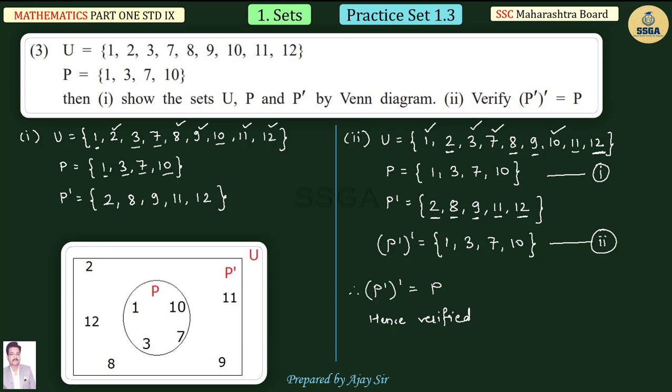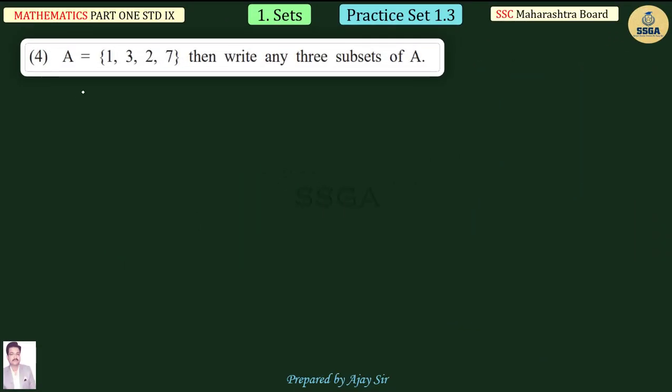Now let us start question number 4. Set A is a set of 1, 3, 2, 7. Then write any 3 subsets. Subset means it is a part of that set. Here 4 elements are given. You can write any elements.